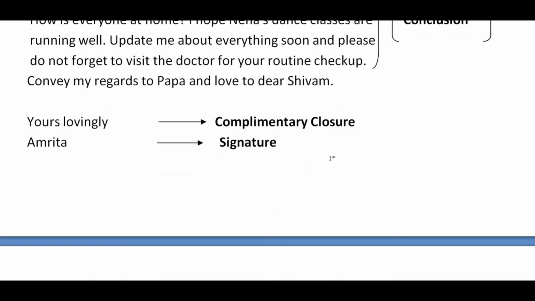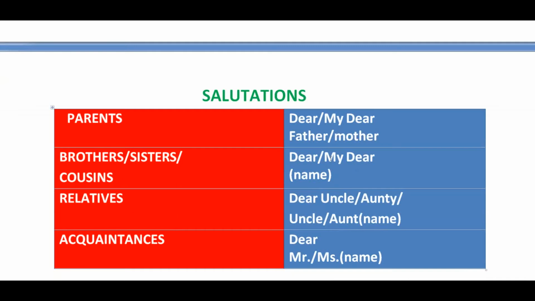I'll be telling you a few more things. Please pay attention. On your screens you can see salutation. A few things are written. If you are writing a letter to your parents, to your father or to your mother, please make sure the salutation must be dear father, dear mother, or my dear father or my dear mother.